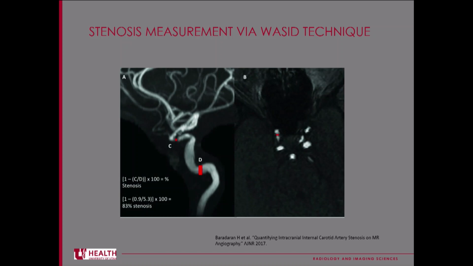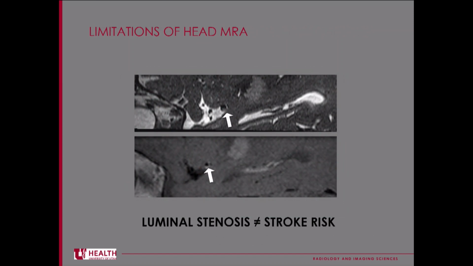While we can use MRA to fairly accurately assess intracranial stenosis, something very important that we're going to be talking about a lot throughout our time here is some of the limitations of head MRA, and that is, especially in the intracranial arteries, luminal stenosis does not equal stroke risk. In this example, this is a patient who had a left MCA stroke, and they'd had a CTA and an MRA before that were basically normal.